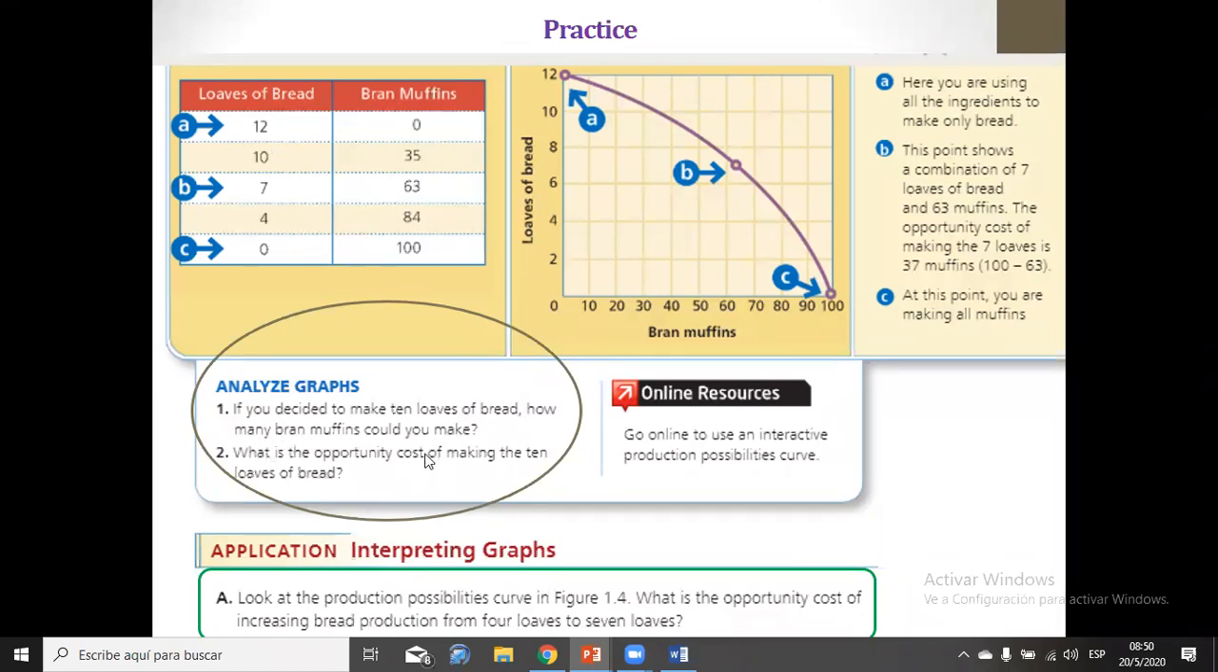Number 2, what is the opportunity cost of making the 10 loaves of bread? 2. I just mentioned it. 2 loaves of bread, okay? Opportunity cost, okay? Let's move on now.